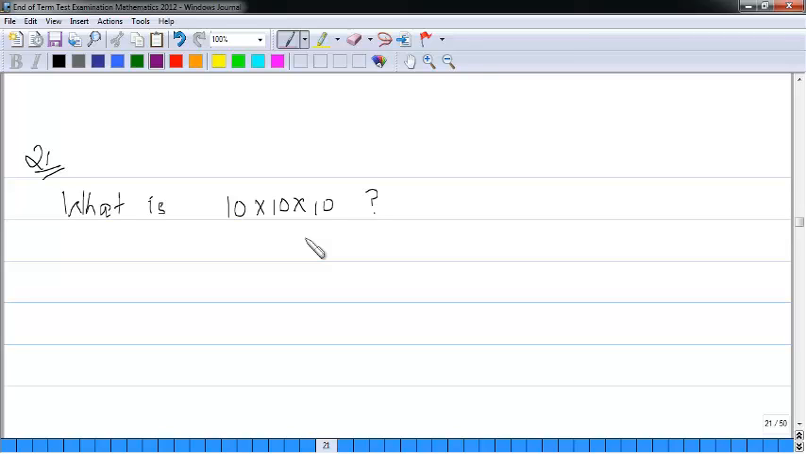Number 21. What is 10 times 10 times 10? And we could just bracket off these two, and we said 10 times 10 would be 100, and 100 times 10, or 10 groups of 100, would give us 1,000. So our answer for 21 is A.